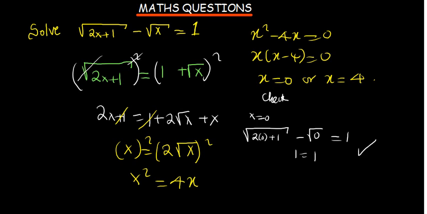This one has worked. Now for x is equal to 4, I've got square root of 2 multiplied by 4 plus 1 minus square root of 4. It should be equal to 1. So 2 times 4, 8 plus 1, that's a 9, right? Square root of 9 is a 3. Square root of 4 is a 2. 3 minus 2, 1 is equal to 1. So this one has also worked. So that means that both are solutions.